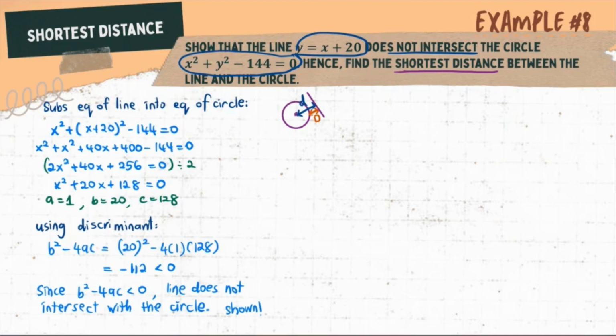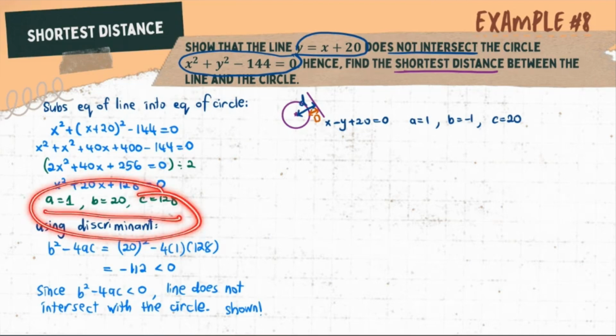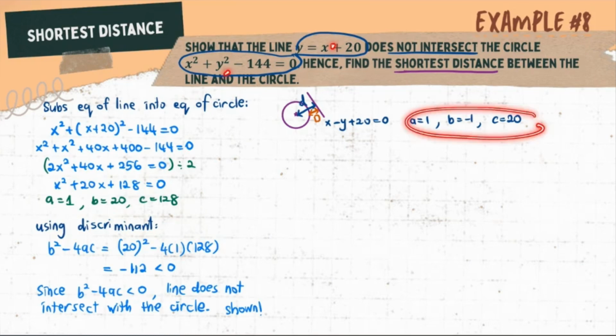Okay, so this equation tadi adalah x minus y plus 20 equals to 0. Okay, saya ubah dia kepada this equation so that our A kat sini akan jadi 1, B adalah negative 1 and C adalah 20. Okay, jangan confuse dengan this ABC lah. ABC ini adalah setelah kita gantikan this line dalam this circle. But this ABC comes directly from the equation of line.